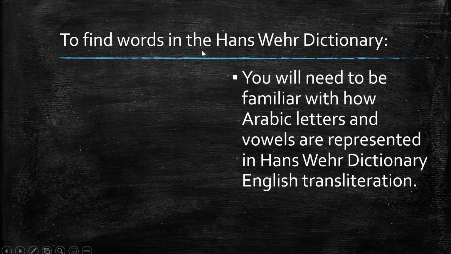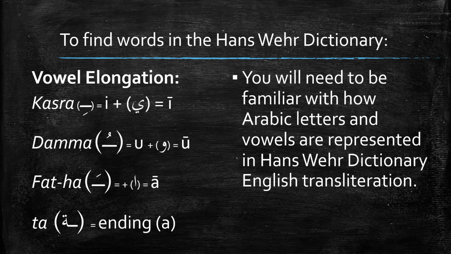Okay, so to find words in the Hands Word Dictionary, we've looked at the key vowels: A for fatha, I for kesra, U for dhamma, and doubled consonants for shadda. Is that all we have to deal with? Of course not. That would be too easy for you. We also have the concept of elongation. For elongating the kesra, we said kesra is represented by I. If we add the Y, we elongate it and it becomes E.